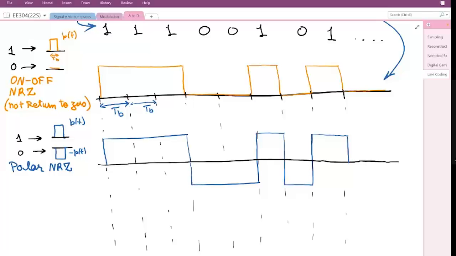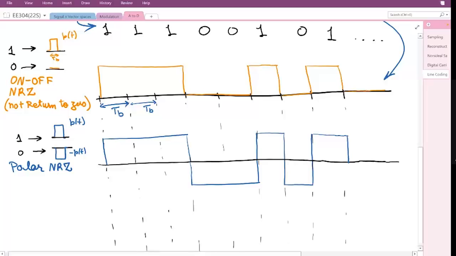Is this problem making sense? Yes or no? Shrishti? Sir, can you please repeat?